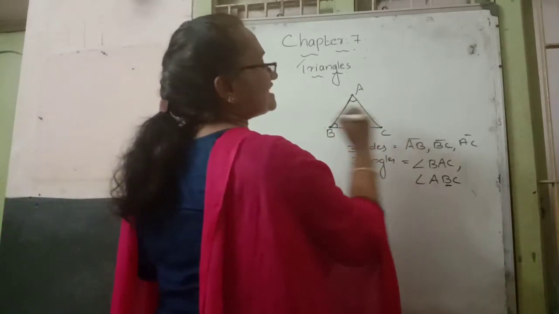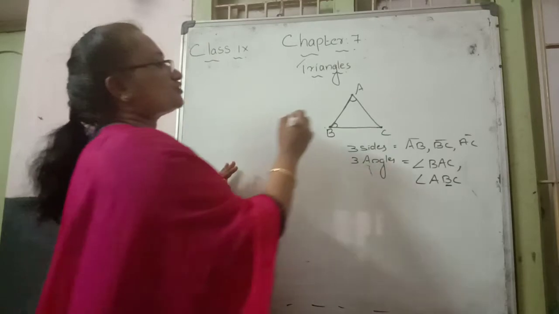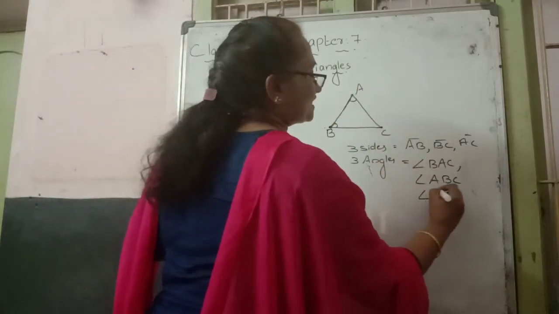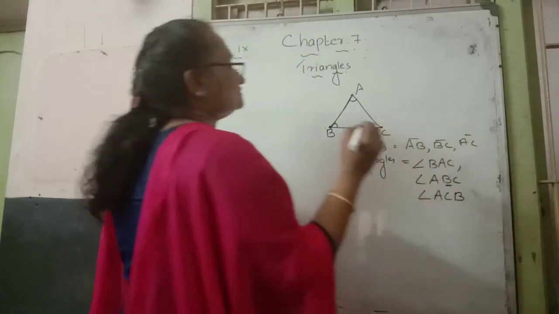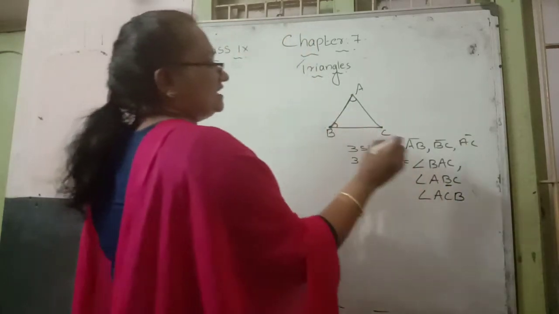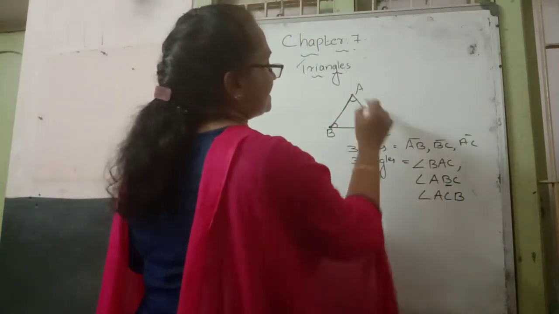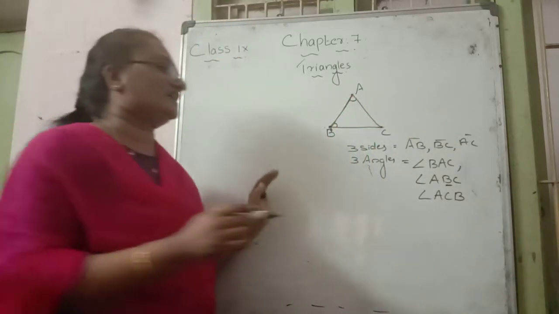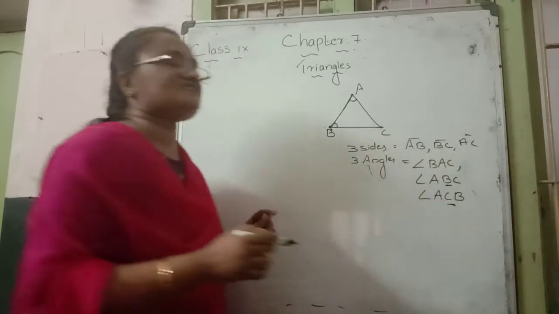Next, if you want C as the middle alphabet, how do we read it? ACB or BCA. Any order you can read it, but C comes as the middle alphabet.